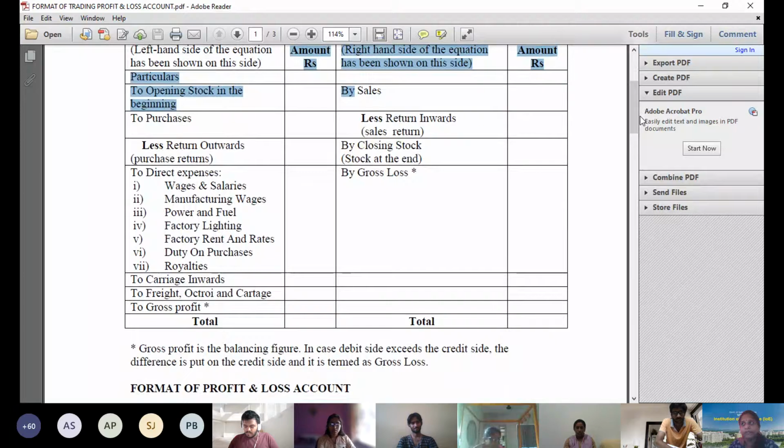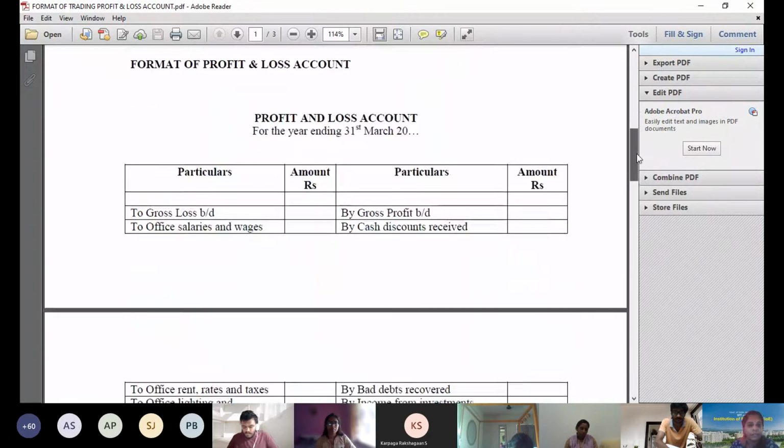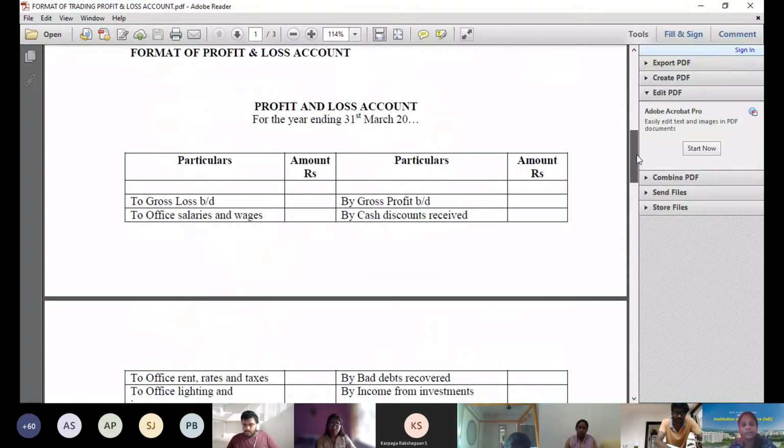Again, I'm telling you, remember the word purchase return is otherwise called return outwards. Sales return is otherwise called return inwards. Okay, so that is the aspect. Fine. And carriage inward is in the trading account, carriage outward is in the P&L account. These are the gist which you have to take from this paper. Then from both in the trading account you will get your gross profit, and that gross profit will be brought down to the P&L account.